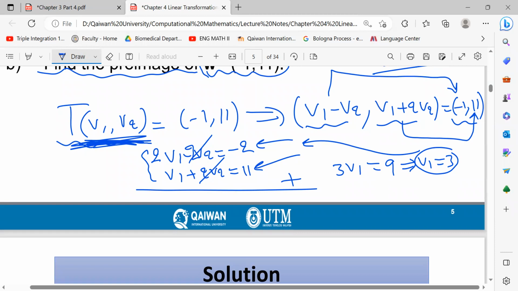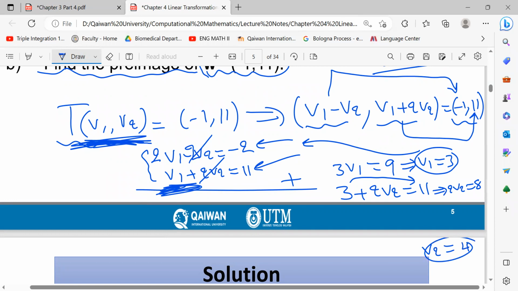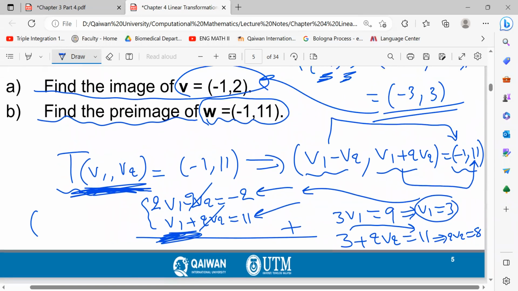We get v1 is 3. So you get 3 plus 2v2 is 11. We move this to the other side. We get minus 3. 11 minus 3 is 8. So we get 2v2 is 8. So v2 is 4. That means we get 3 and 4. So the pre-image of negative 1 and 11 is 3 and 4. That's how to find the pre-image.